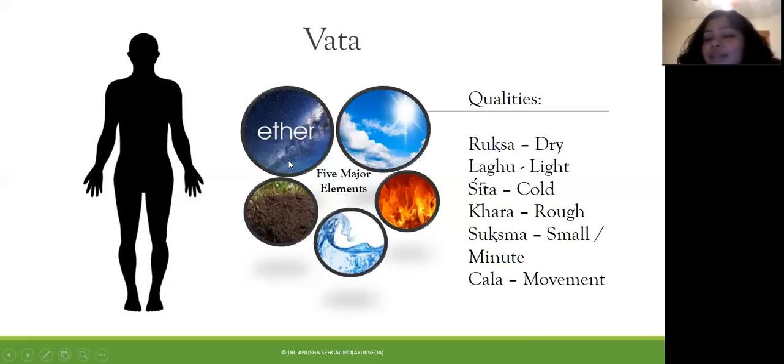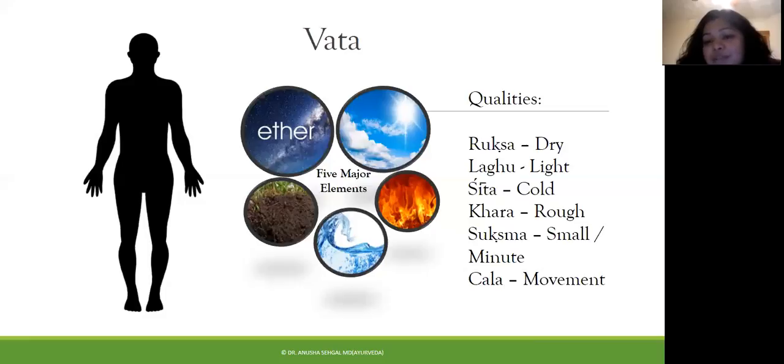However, that which is predominant, the places or the areas or the functions that are being carried out that are predominant with this space and air element is represented by vata dosha. So this is how we understand the presence or the importance of this space and air element in the body.